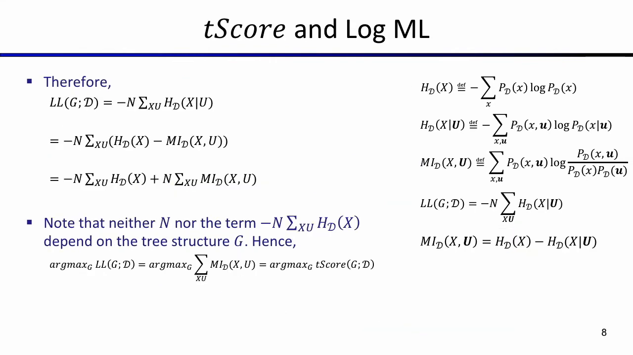Okay, let's put everything together in order to make a very short proof that connects the log likelihood and the t-score. So we know that the log likelihood decomposes over the families of the variables. So we're going to have this expression here. So I have minus n, reminded that n is the number of examples that we have in the training set, and it's going to be this sum over the families that we have in the Bayesian network, and we're going to compute the conditional entropy between the variable x and the variable u.